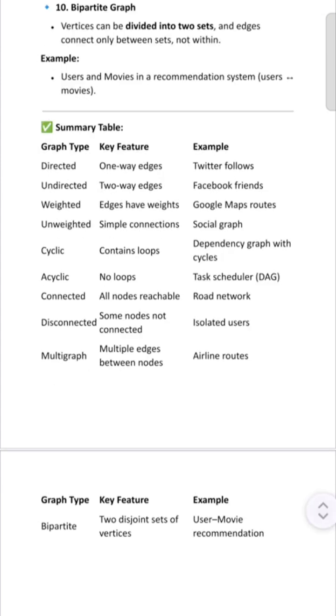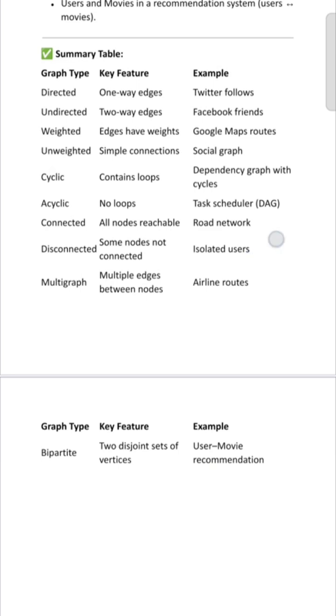So let us see the summary in the table. First, graph type. In the next column we can see key features, and in the third column an example related to the graph type. So first is directed. As I said, it has one-way edges, for example Twitter follows. Next, undirected has two-way edges, and the example for undirected is Facebook friends.